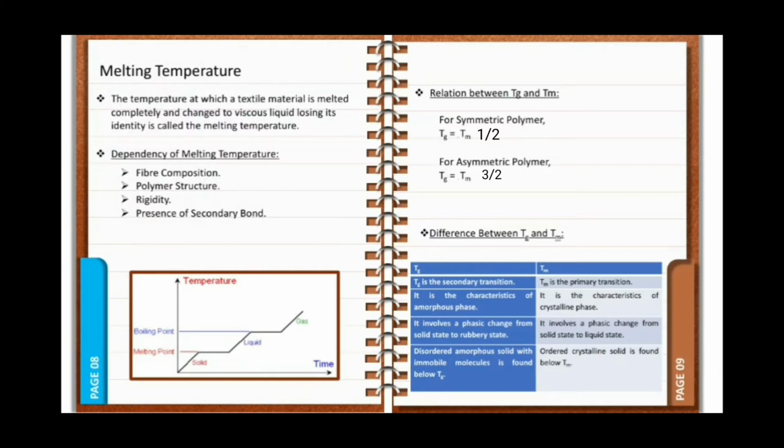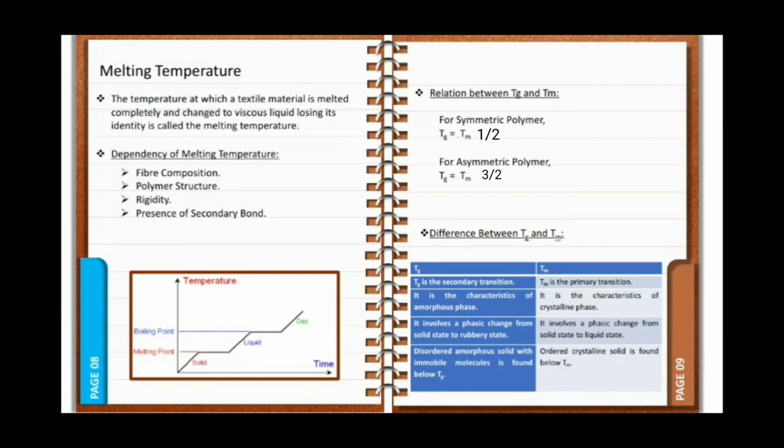Some dependencies of melting temperature. Melting temperature varies depending on fiber composition and how the fiber is formed. Polymer with larger scale has higher melting temperature. Rigid structure polymer also shows higher melting temperature. If the polymer is strong enough, the melting temperature will be higher. Presence of covalent and hydrogen bonds in polymer structure increases melting temperature.